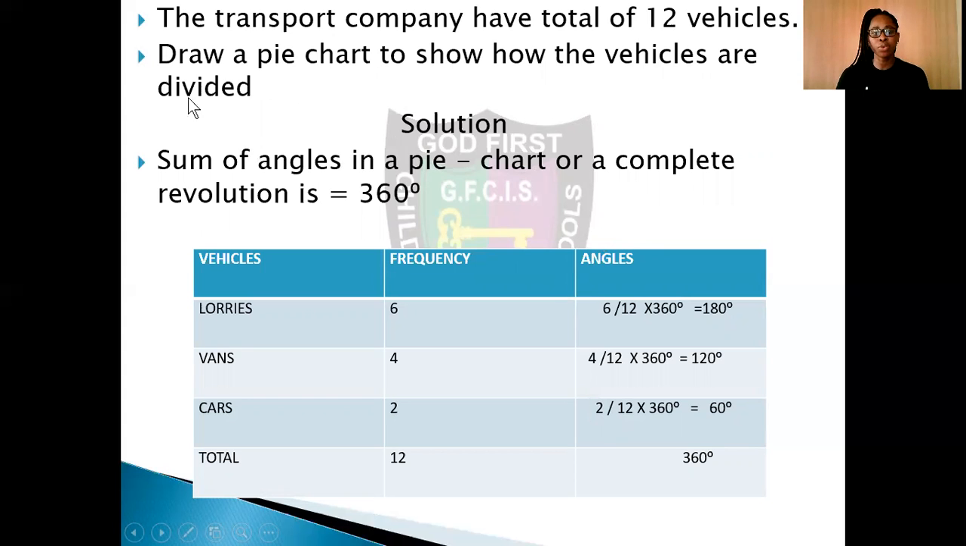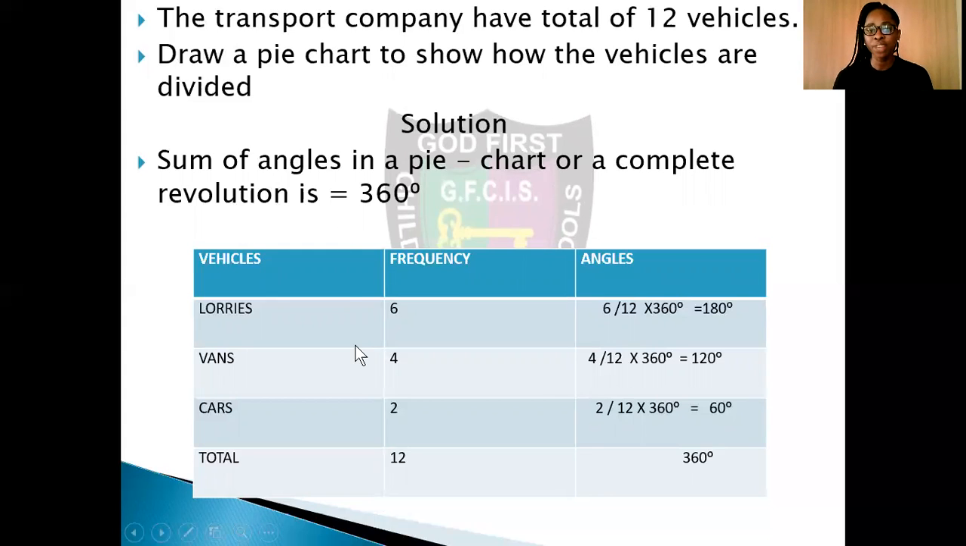Now the second question follows. Draw a pie chart to show how the vehicles are divided. Solution. The sum of angles in a pie chart, or a complete revolution, is equal to 360 degrees. So the total sum of angles in a pie chart is equal to 360 degrees.